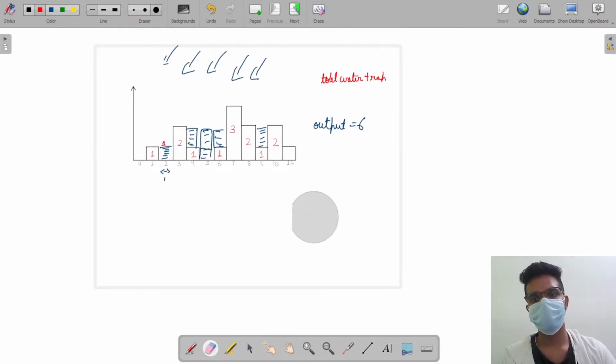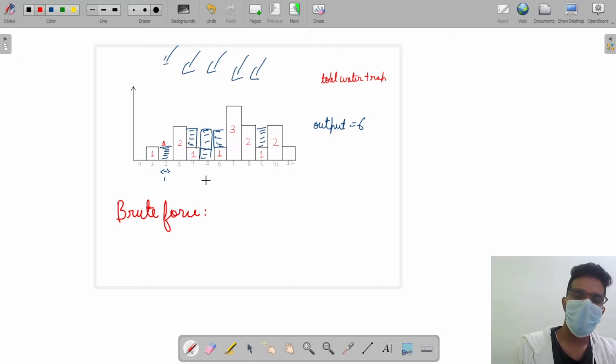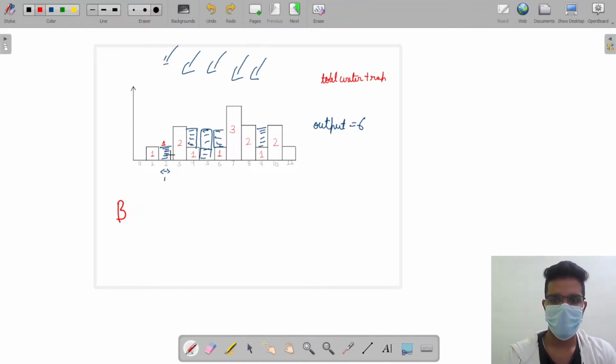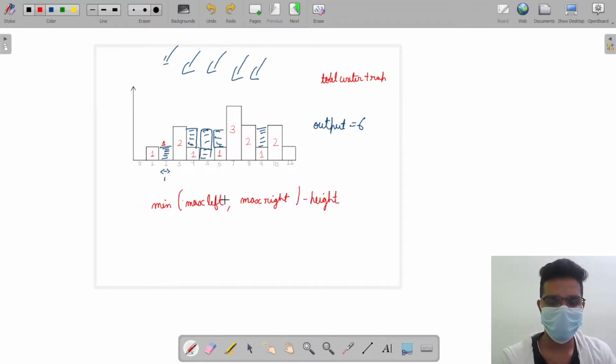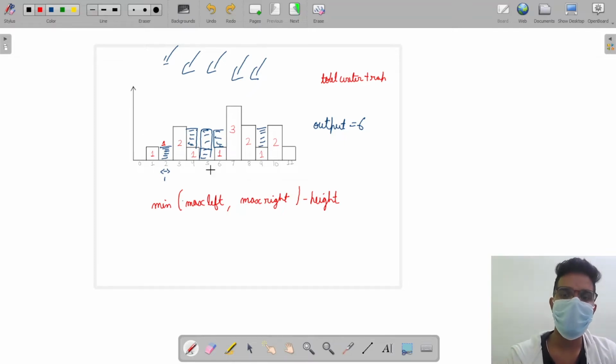Now let's talk about how we can solve this. Let's talk about the brute force approach. Okay, here I'm going to write brute force. Can we say, if we know the max left and the max right, and I calculate its minimum and minus my own height, so I will get my answer, right?